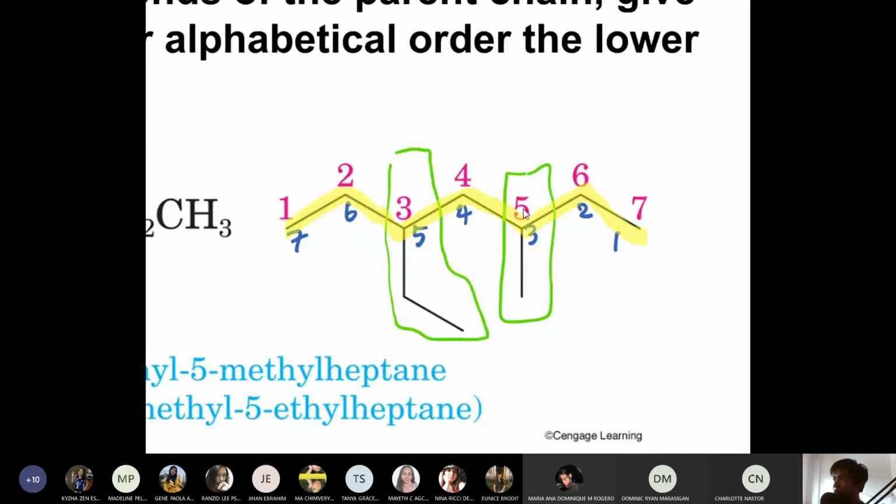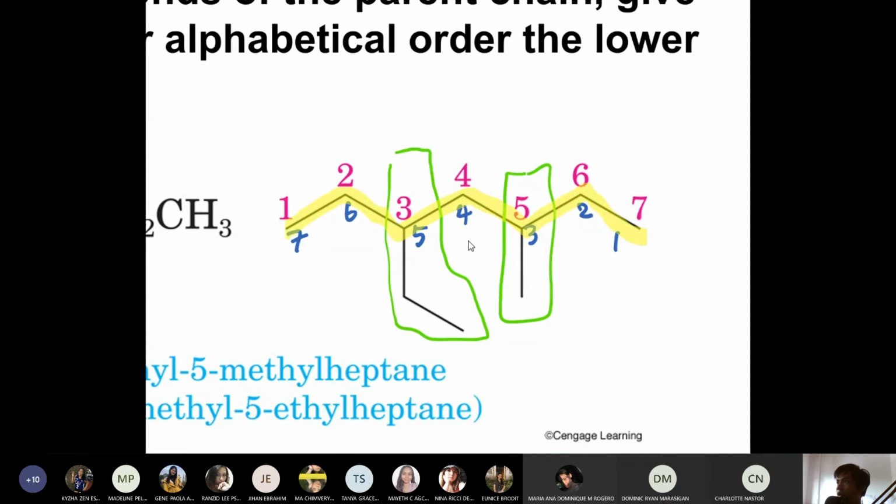Mapansin natin. So sa numbering na to, regardless kung left to right or right to left yan, your locant will be 3 and 5. Regardless kung left to right, right to left yan, ang locant natin ay either 3 or 5. Ngayon, sino yung bibigyan natin ng 3? Sino yung bibigyan ng 5? Ganito lang yan, you will assign the numbers based on the alphabet. If they have the same locant number, bigyan mo sila ng locant number by their name alphabetically. Pero kapag magkaiba sila ng locant number, you choose the lowest number. Pero kapag same lang, alphabetical yung pagbigay ng number.